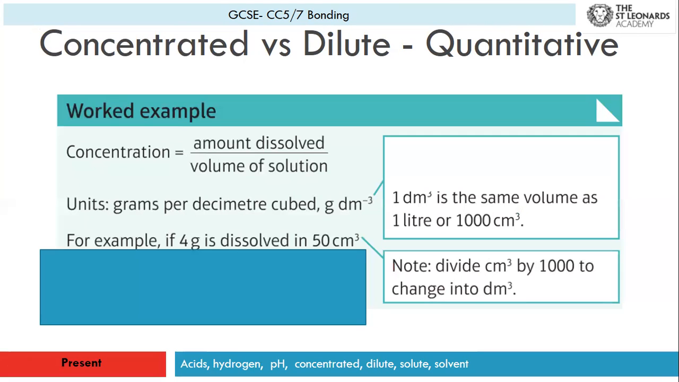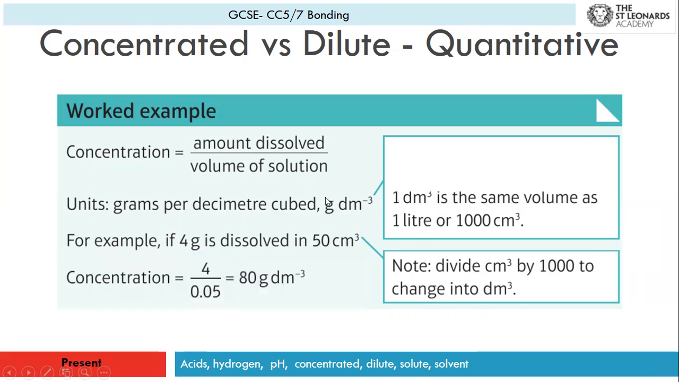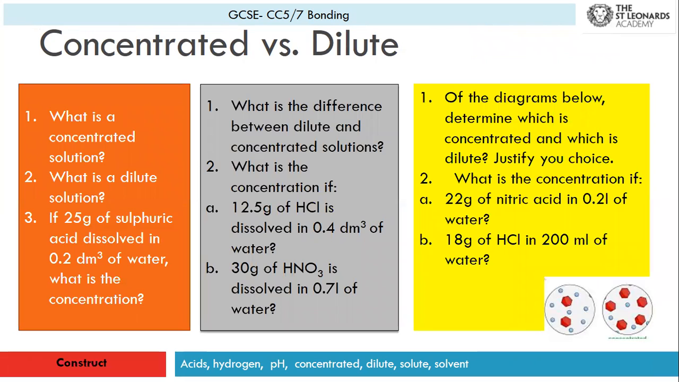So observe that note there, look, a centimetre cubed is divided by 1,000 to change it into decimetre cubed. So we quite simply do 4 grams over 0.05, which will give you a concentration of 80 grams per decimeter cubed. Have a go at these questions, work through from bronze until gold, and see how we do. So pause the video and off you go.